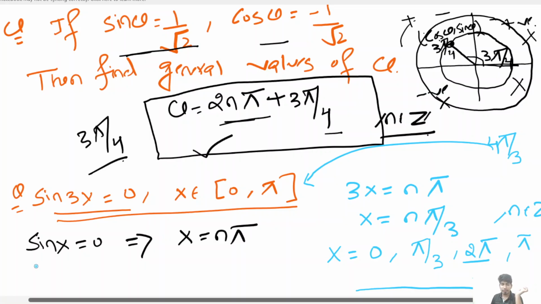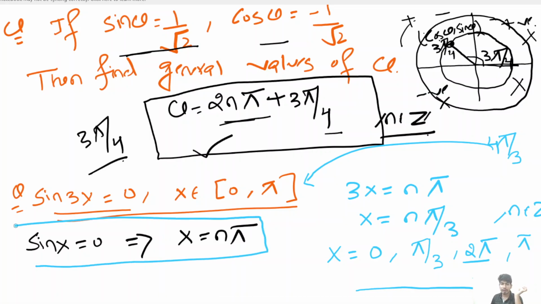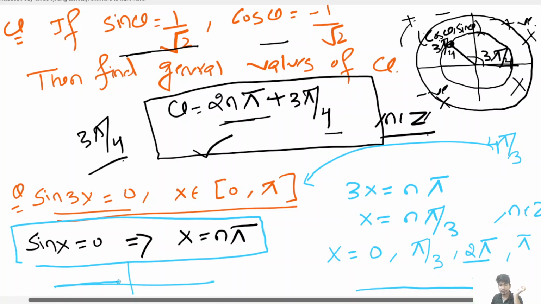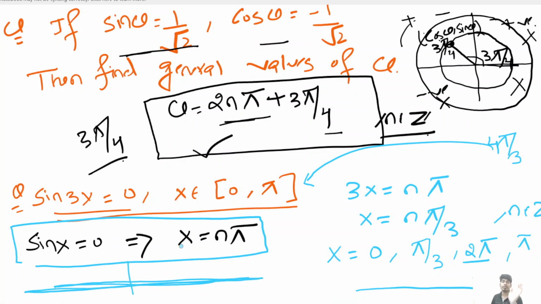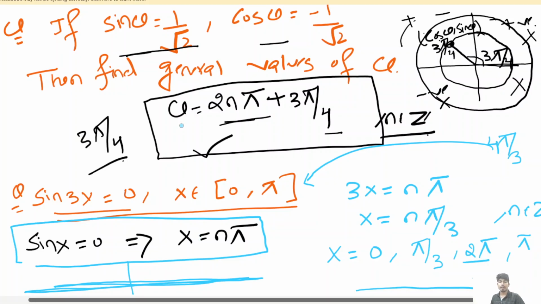Okay, students. Remember this: sin x is equal to 0 when x is equal to n pi, because in our graph system, this axis is the n pi axis. On the n pi axis, sin x is equal to 0. Okay, students. Then we do the next question.